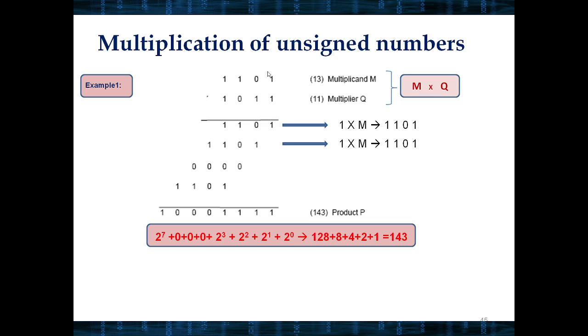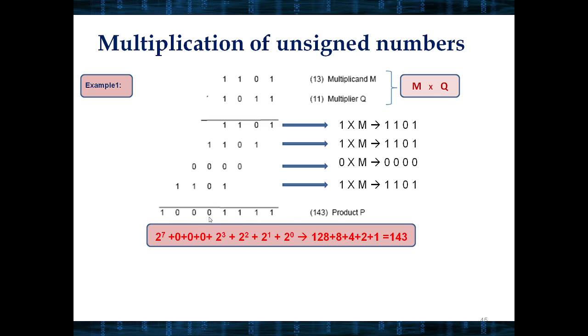left. So when you write a partial product, we need to shift it left. Then the next bit, Q2, is 0. So 0 into M means all the bits of the partial product will be 0. Then the next bit is 1. So 1 into M gives the same multiplicand value. Once this is done, we add all these partial products, and then we get the product here.